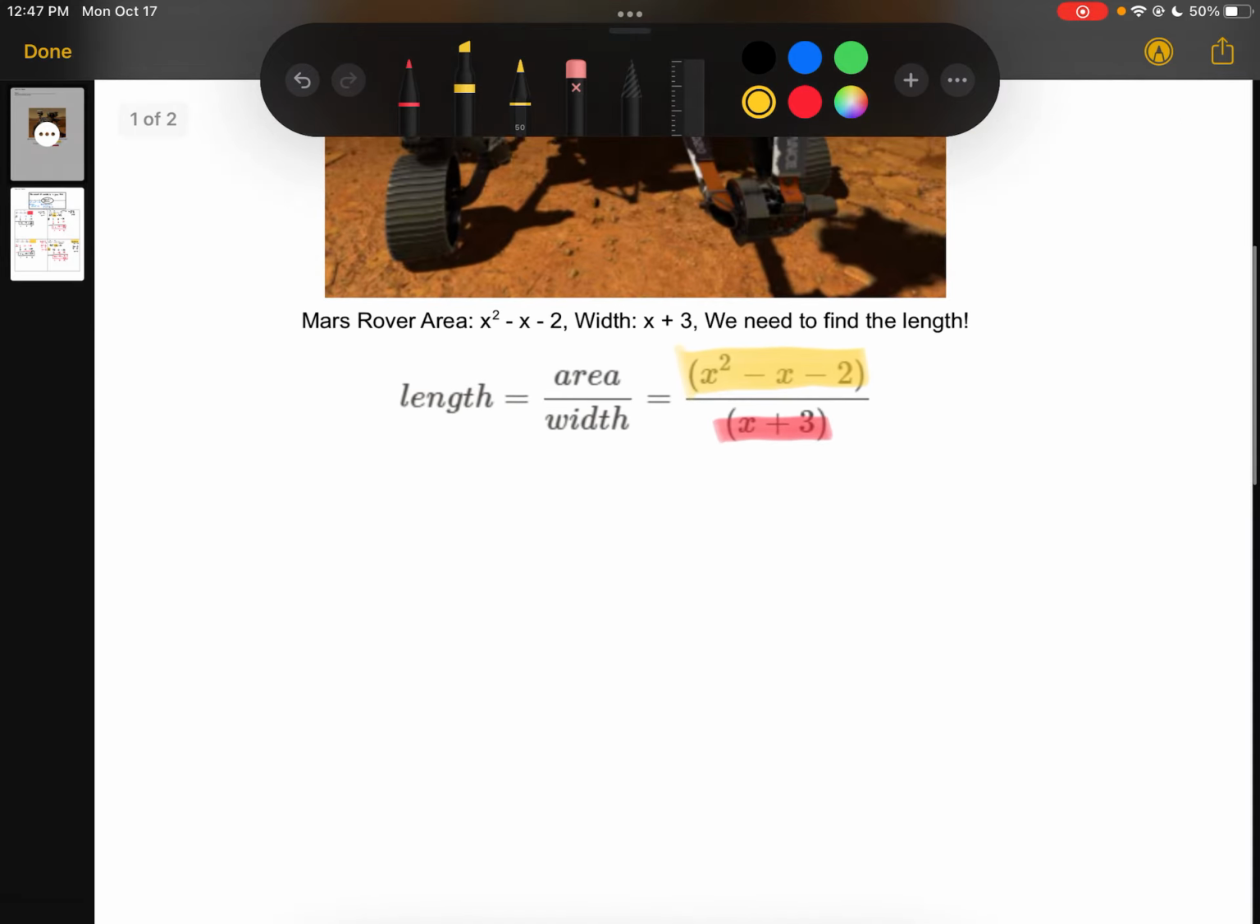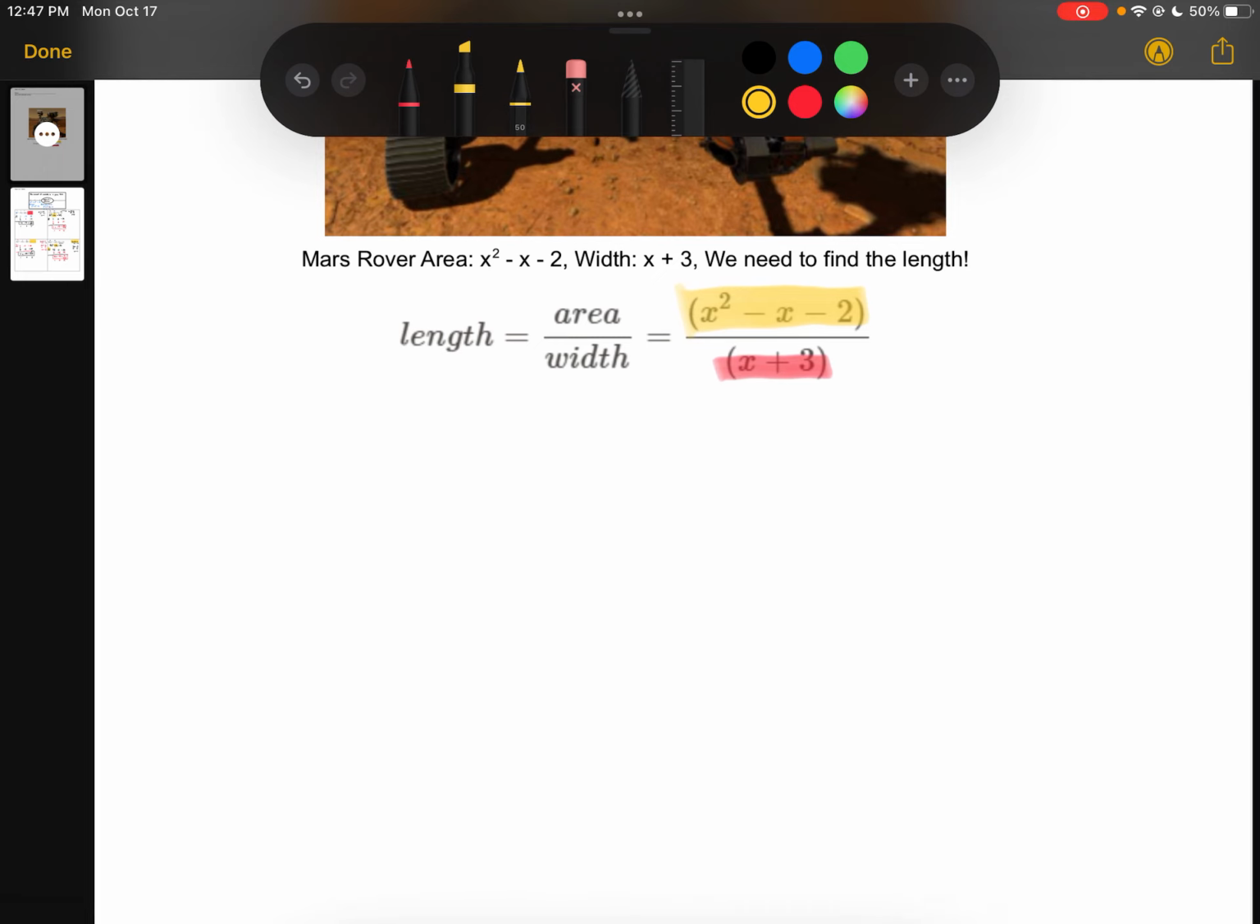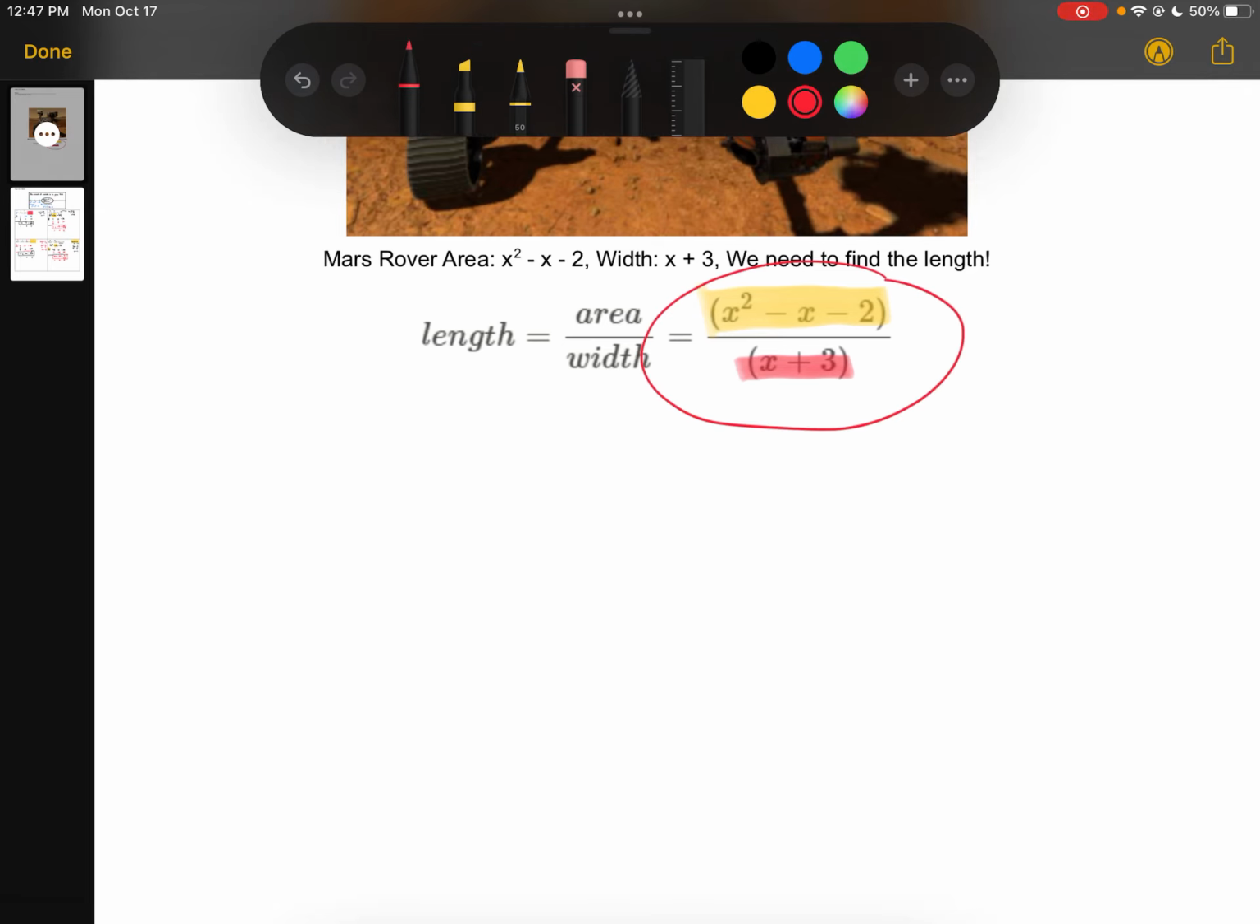So now that we've done this, take a moment and work through what is the length of the Mars rover dependent on x. So do this division problem.